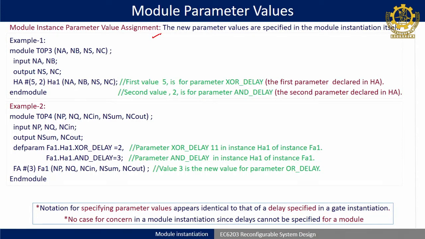In this case, the new parameter values are specified during the module instantiation itself. We will take an example, this example one refers to the similar type of defparam, example 2 refers to the similar type of defparam example, whatever we did just now. See module top 3. Only the top names, module names, we have changed. Top 3 NA, NB, NS, NC, input output over.